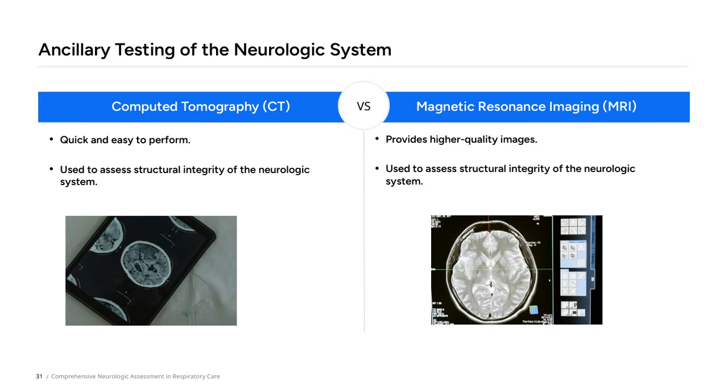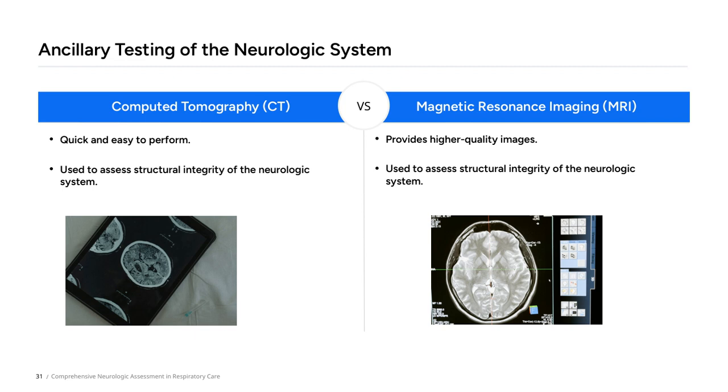Now, let's take a look at ancillary testing of the neurologic system, which is an essential part of comprehensive neurologic assessment in respiratory care. On this slide, we see two key imaging modalities: magnetic resonance imaging, or MRI, and computed tomography, or CT. Both of these tools are invaluable for visualizing the structural integrity of the neurologic system. MRI provides higher quality images, which means it can give us a more detailed view of soft tissues, such as the brain and spinal cord. This detail is crucial when we're trying to identify subtle abnormalities or lesions that might impact respiratory function.